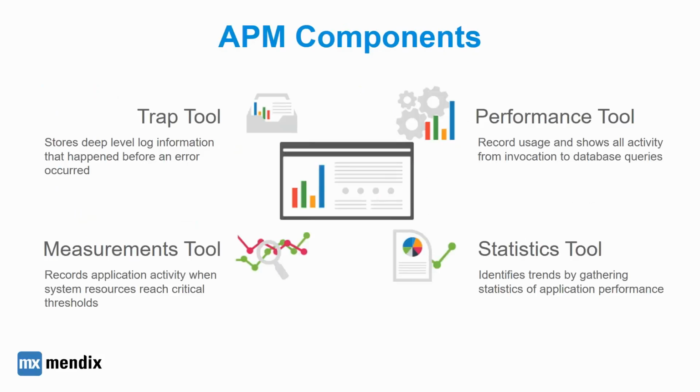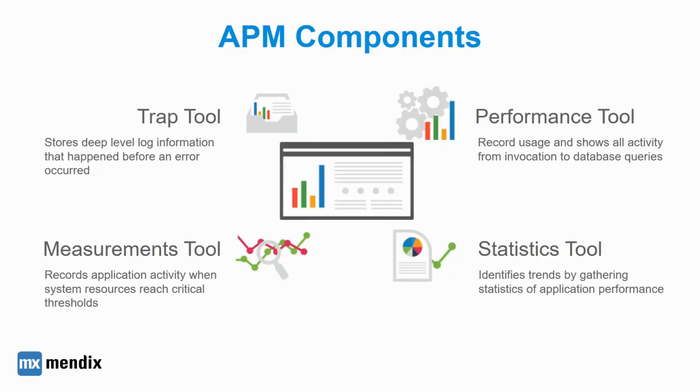APM consists of a lot of tools. The four main tools are displayed over here. We first have the trap tool, which is all about your application log. It will listen to all the logs which are going on within your system, and whenever an error occurs, it will store all the information which might be relevant for this certain error. It will record the deep level log information of what's happening within your system.